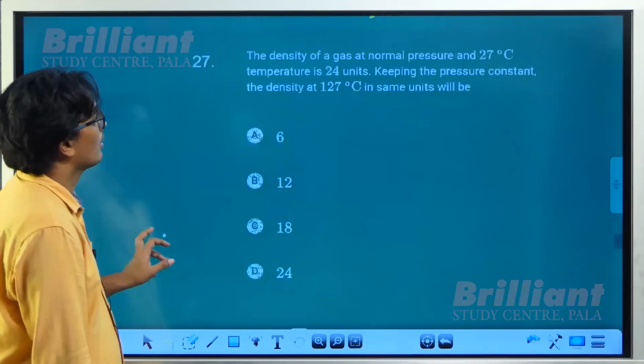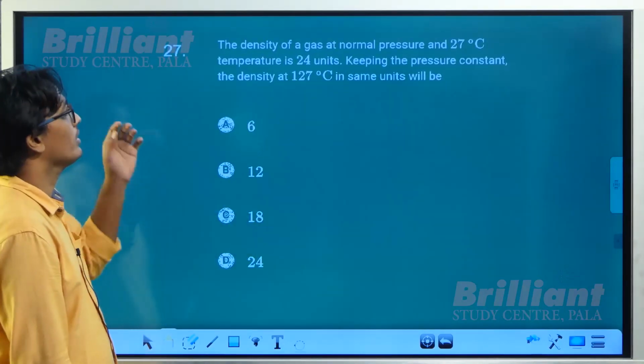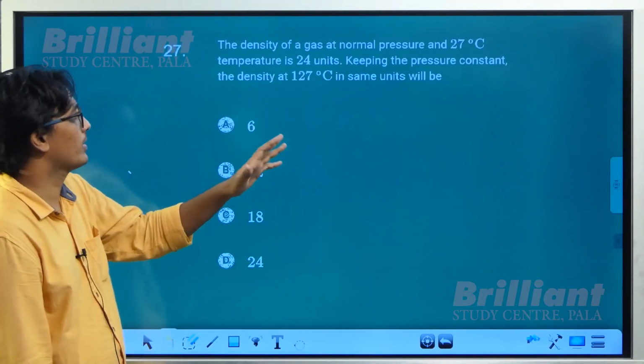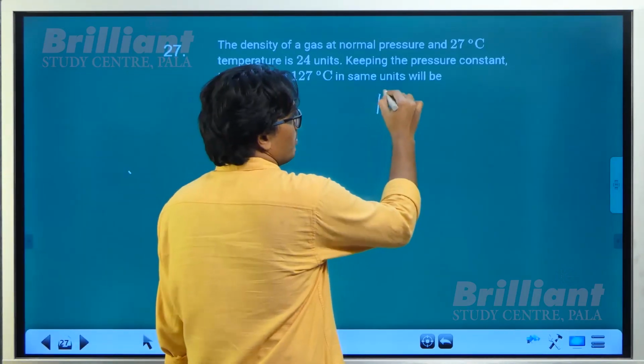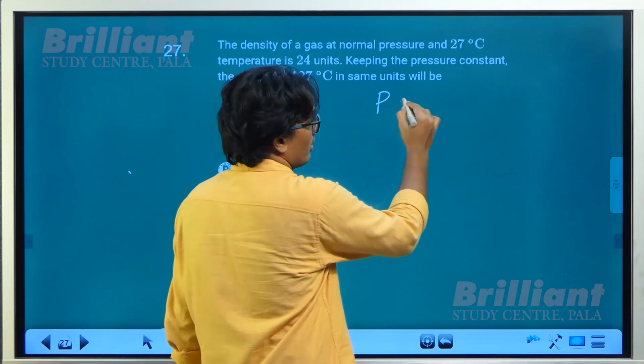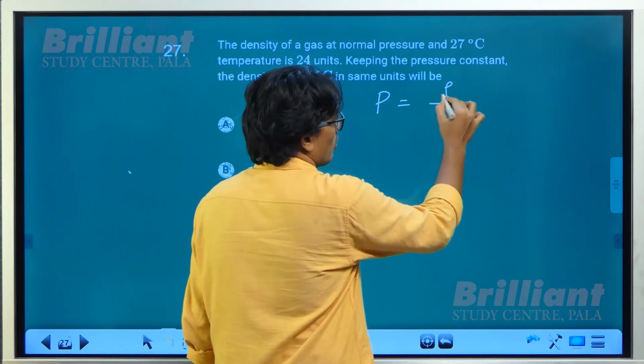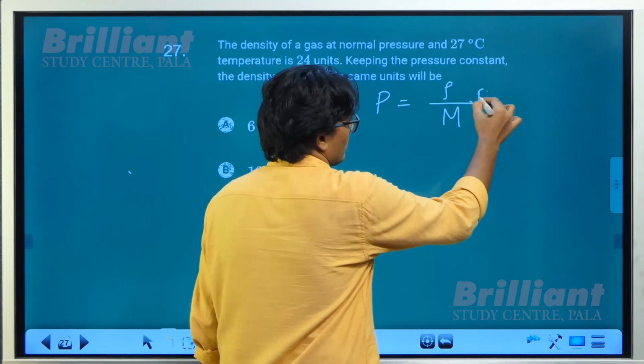The density of a gas at NTP is given. Keeping the pressure constant, find the density at 127 degrees. Use the ideal gas equation, PV is equal to nRT, or you can also write this as P is equal to rho RT by molecular mass.